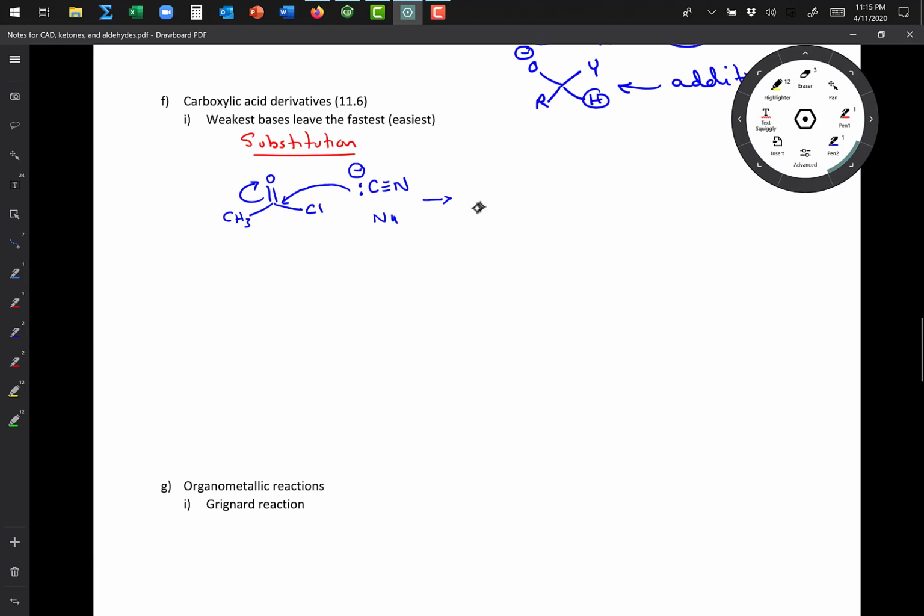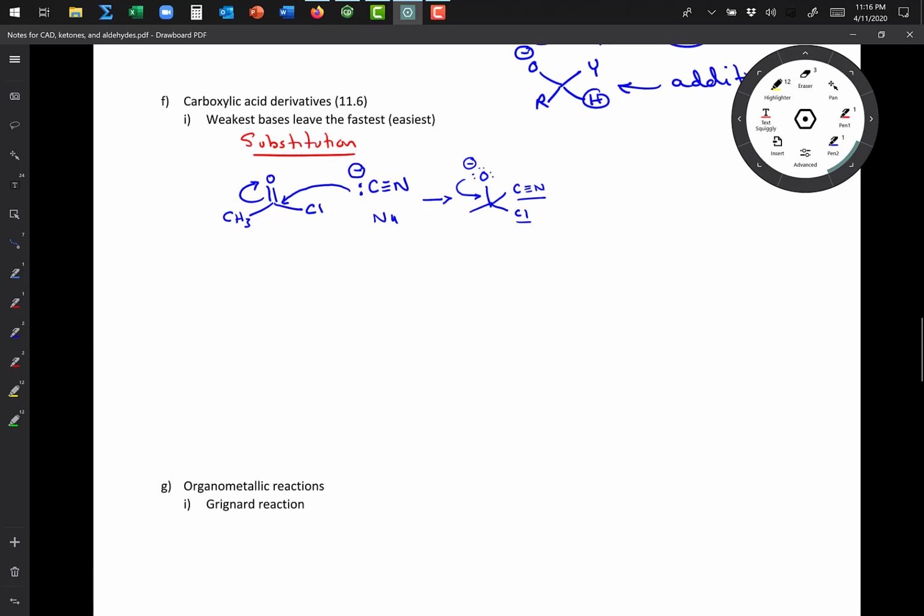And then I'll end up with, sorry about that, hit the mic, I'll end up with this. And I'll have my electrons on the oxygen. I'll have a CN and a Cl like this. Now, there's steric strain in this tetrahedral complex. Now I have four things attached. And as a result, it tries to get back to having three things. And the way it does that is when it collapses, one of these two groups has to leave.